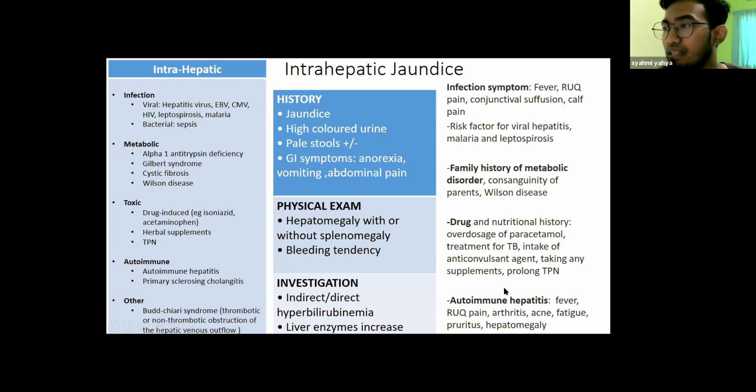For autoimmune hepatitis, we ask about autoimmune symptoms: fever, arthritis, pruritus, hepatomegaly. For physical examination in intrahepatic jaundice, because the problem is at the liver itself, the patient can come with hepatomegaly with or without splenomegaly. But if the patient already has severe chronic liver disease, then there is no hepatomegaly; the liver is actually shrinking. But that is usually in adults.